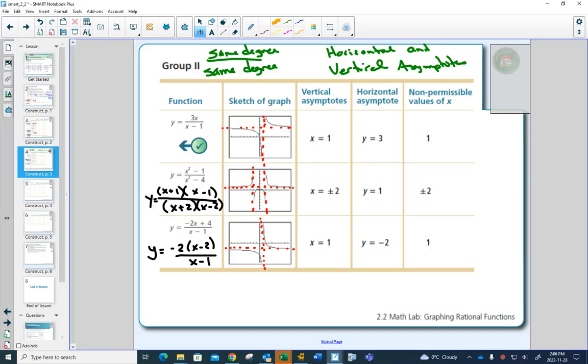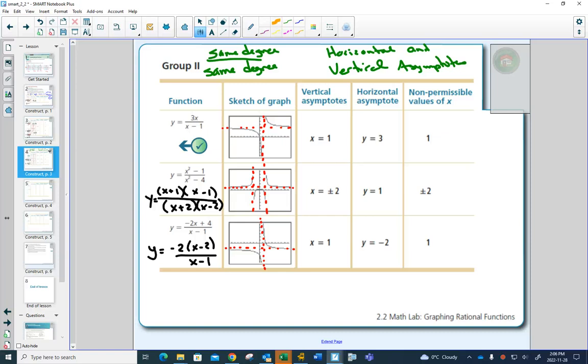Now, wherever you have non-permissible values, that's how you find your vertical asymptotes. Same as the vertical asymptotes in group 1. But how do we find the horizontal asymptotes? So this one's at 3, this one's at 1, this one's at -2.